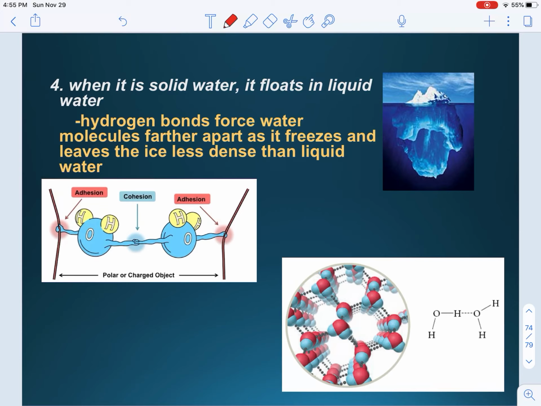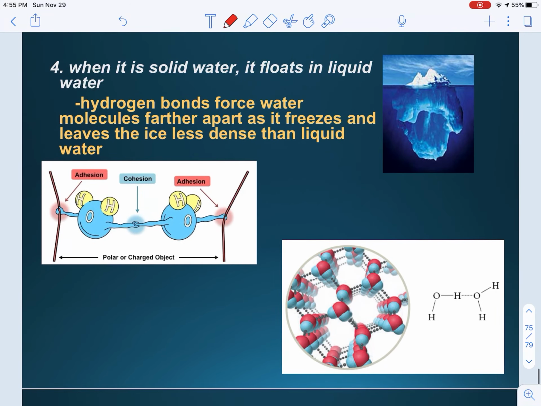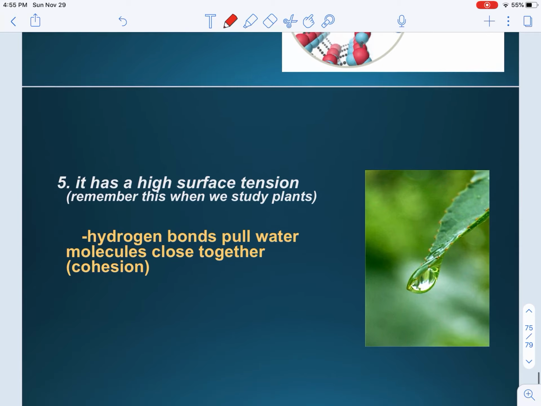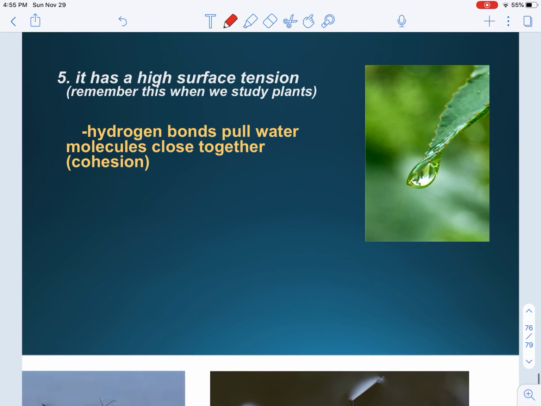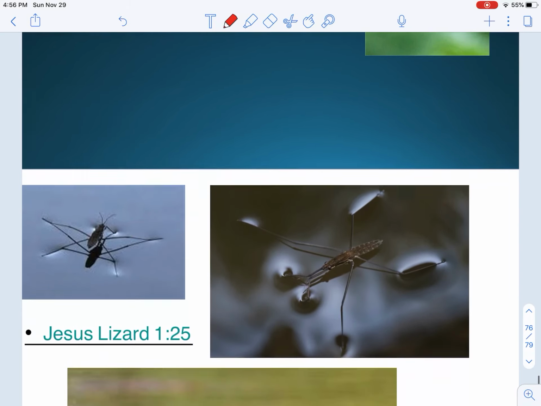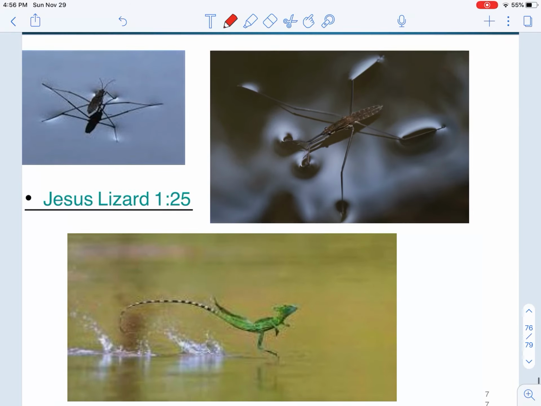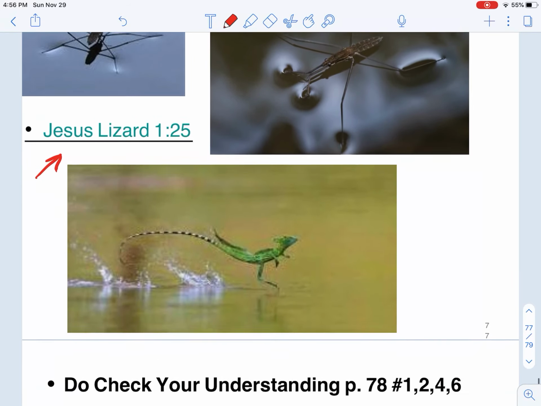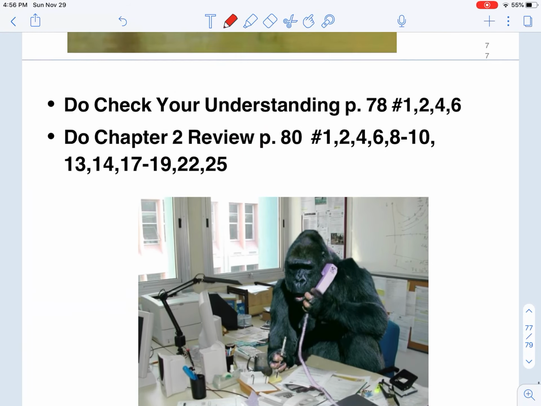Water, as we mentioned, when it's frozen, will float in the liquid. It's because when it freezes, the molecular structure is less dense, so it freezes in a structure that kind of opens up air spaces inside, and it will then float. The high surface tension is also because of that hydrogen bonding and cohesive structure. Here are some examples of a water boatman and a lizard walking on water. Take a peek at this video. Very fun to see that.